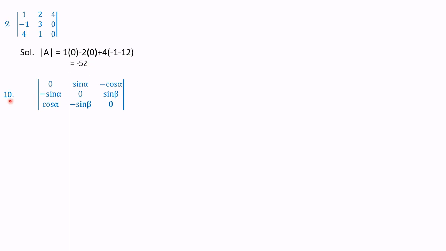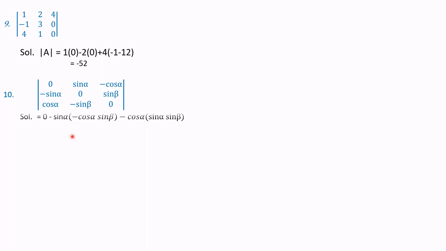So, here there are three rows. The first row is 0, sin alpha, minus cos alpha. Second row is minus sin alpha, 0, sin beta. In the third row is cos alpha, minus sin beta, 0. Therefore, there are 3 rows and 3 columns and order is 3 by 3. Hence, it is a square matrix and we have to find the determinant of this.